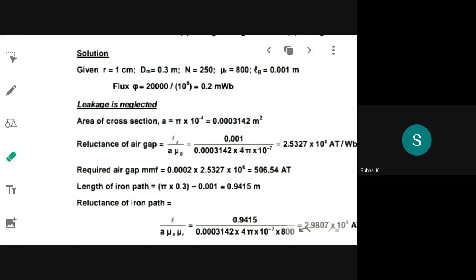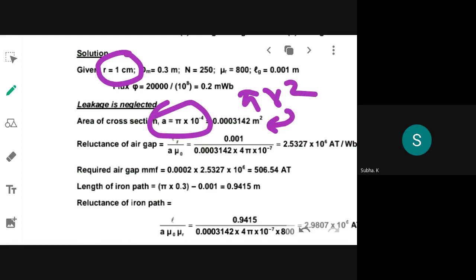So what is the radius that is given in the problem? Radius is given to be 1 centimeter. So pi r squared formula is used to calculate area first. Have you got the answer? Area is equal to 0.0003142. Yes, ma'am.